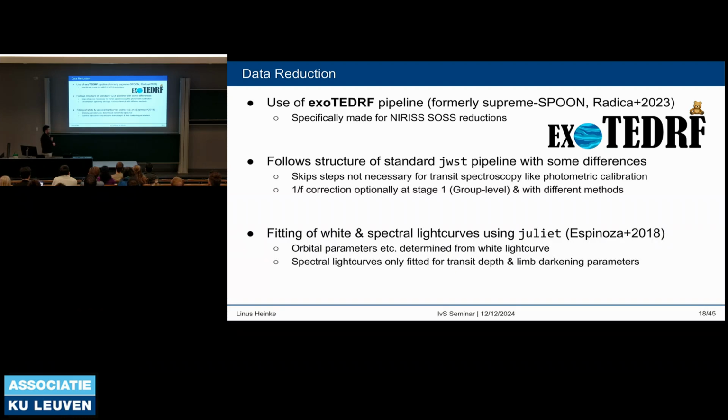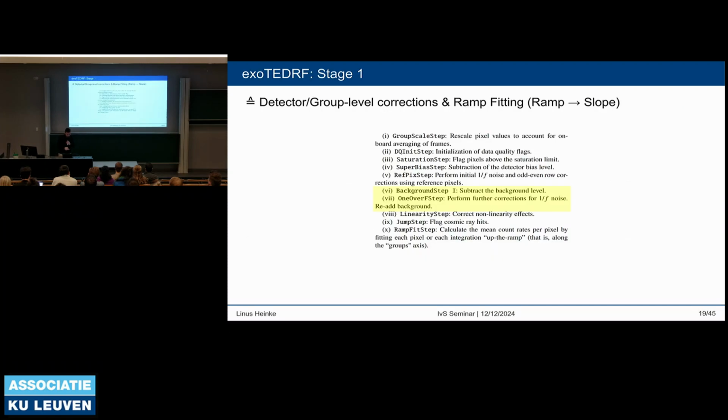And then we get the spectra of the star, so a time series of spectra, and then we still have to fit that to obtain the indirect data product of a transmission spectrum, and for that I use Juliet. I will go a bit through how that works in the different stages. So in the first stage, we apply some corrections, and then we do what is called ramp fitting. So these are all standard steps.